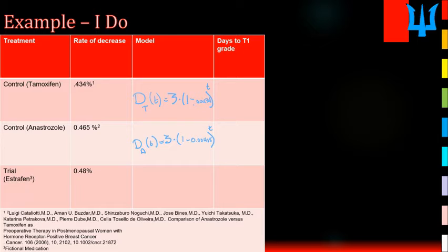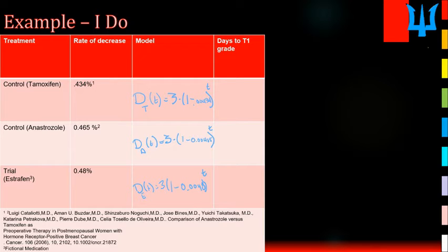And for our new drug, which is a fictional one that we're calling estrofen, estrofen is going to decrease the diameter d sub e of t equals 3 times 1 minus 0.0048 to the power of t.